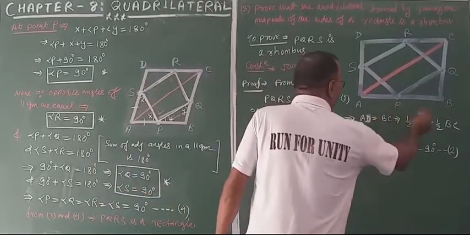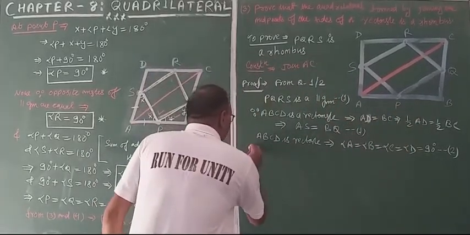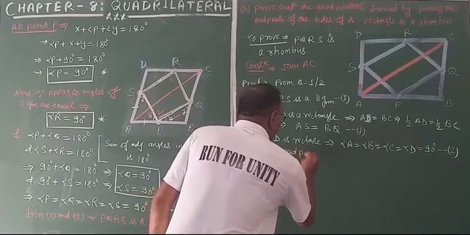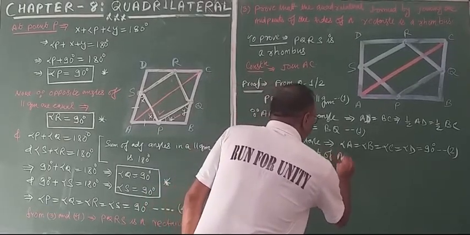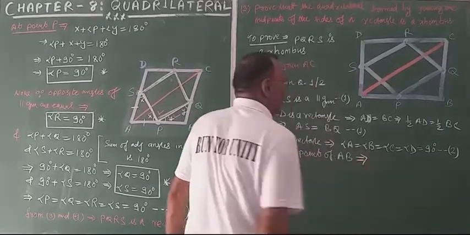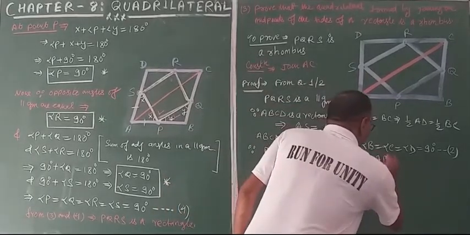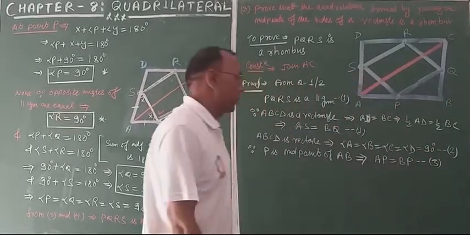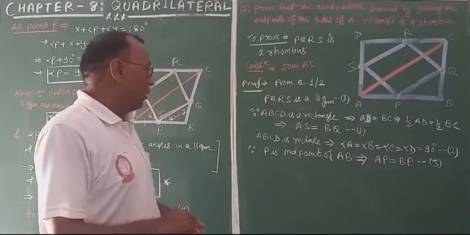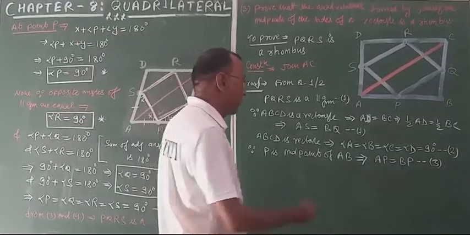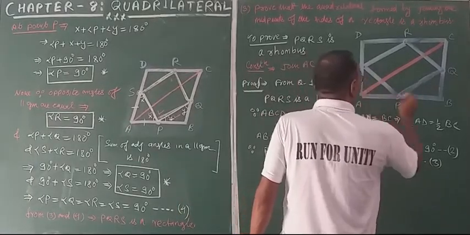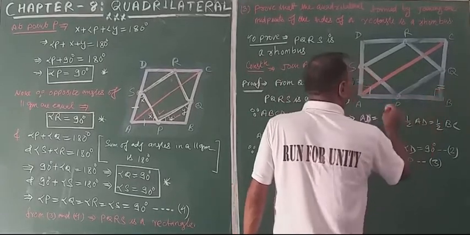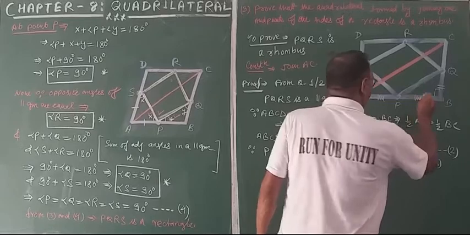Since P is the midpoint of AB, therefore what will happen? AP is equal to BP, and this is equation number 3rd. What did we get in equation number 1? AS is equal to BQ. Angle A and B are 90. And this AP is equal to BP.